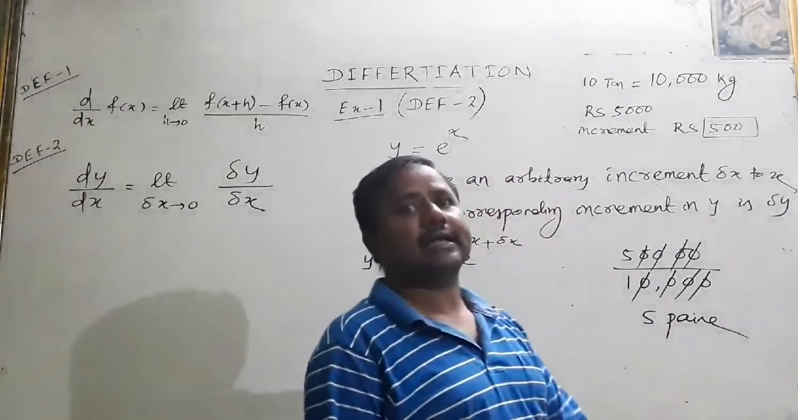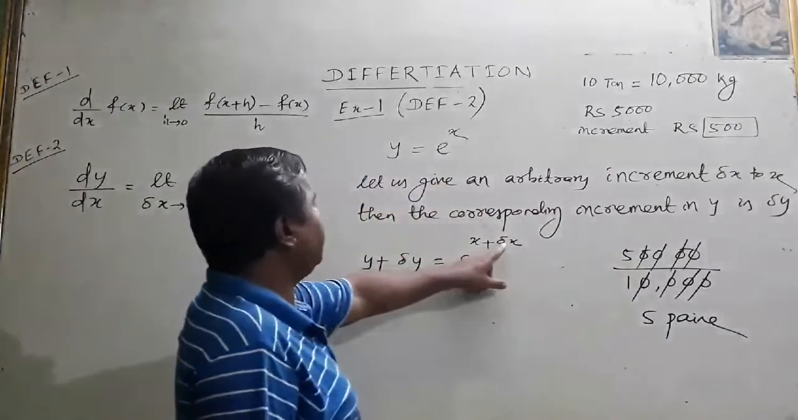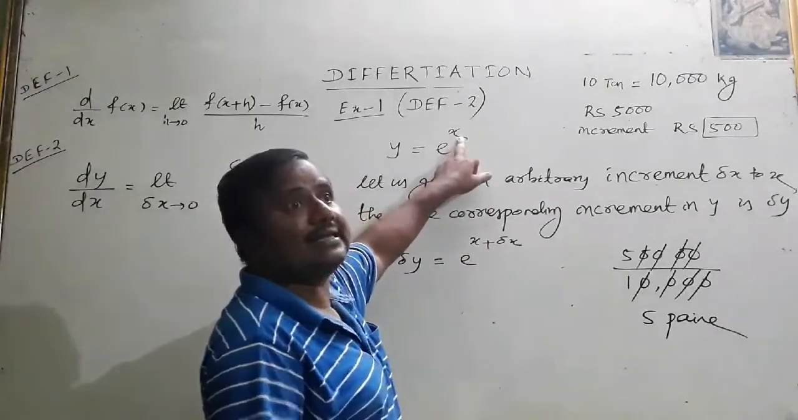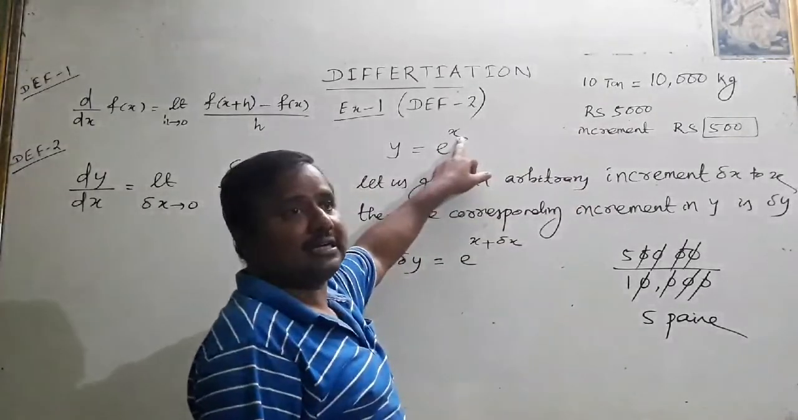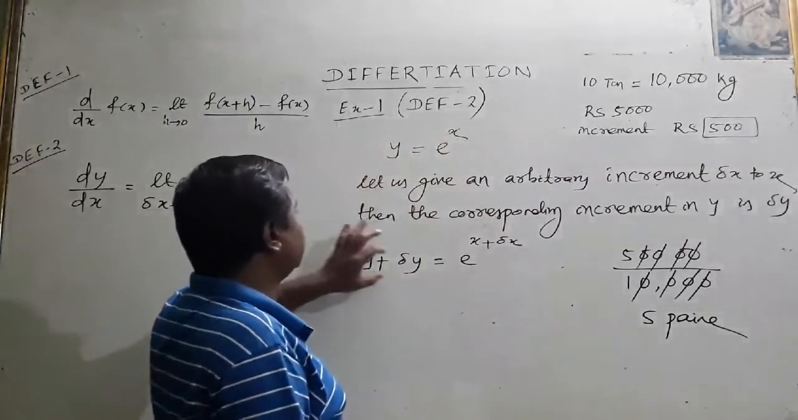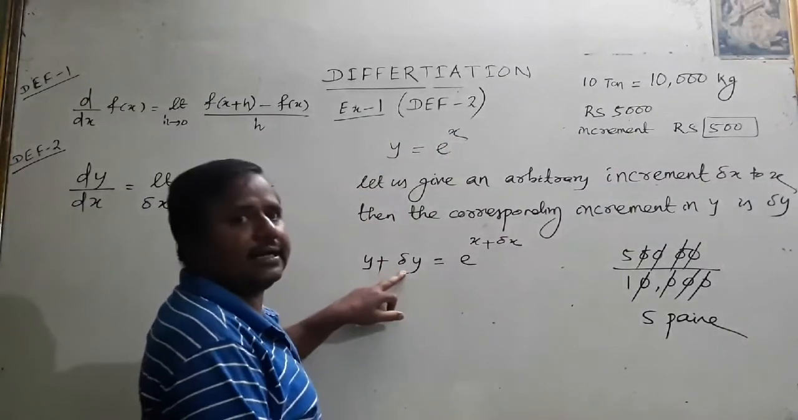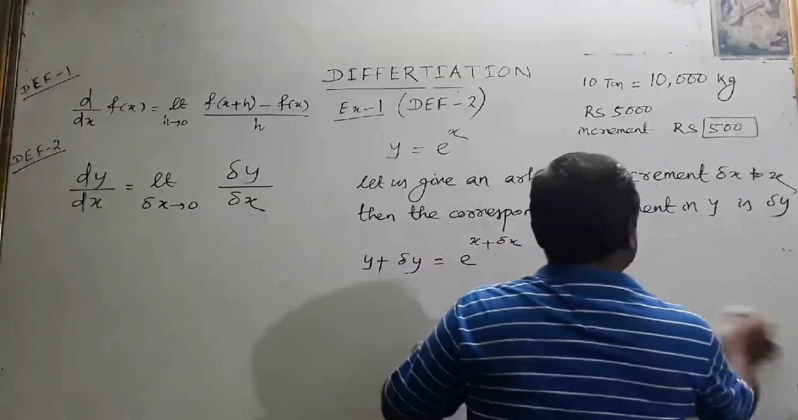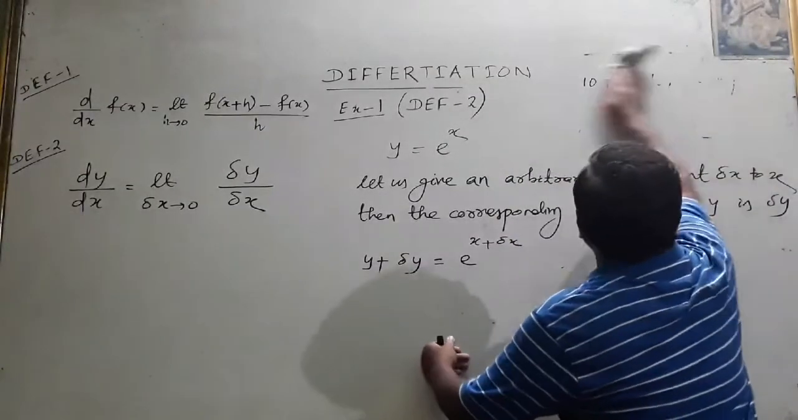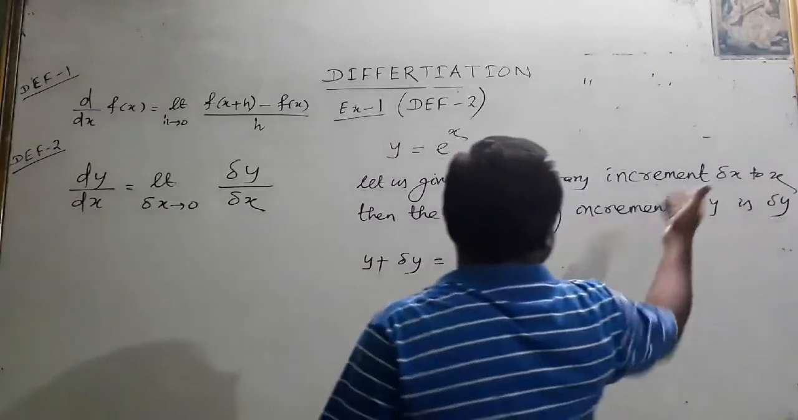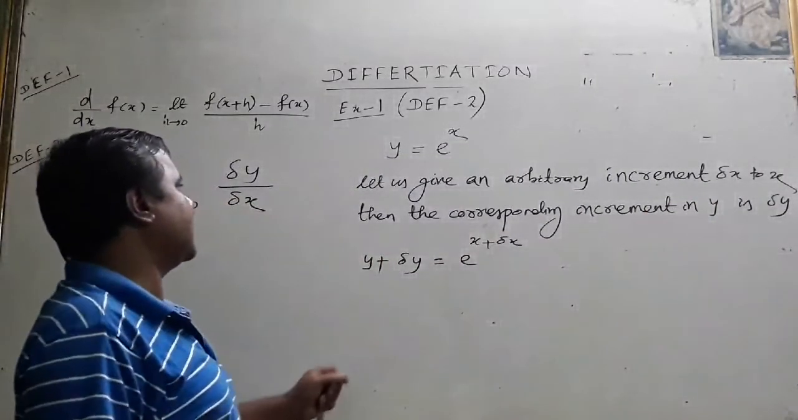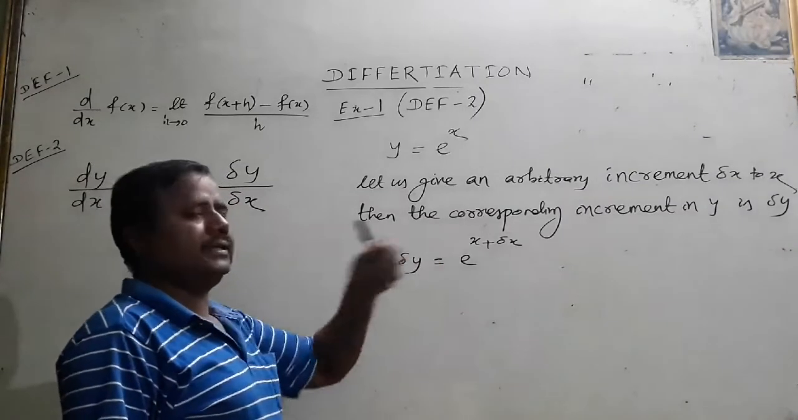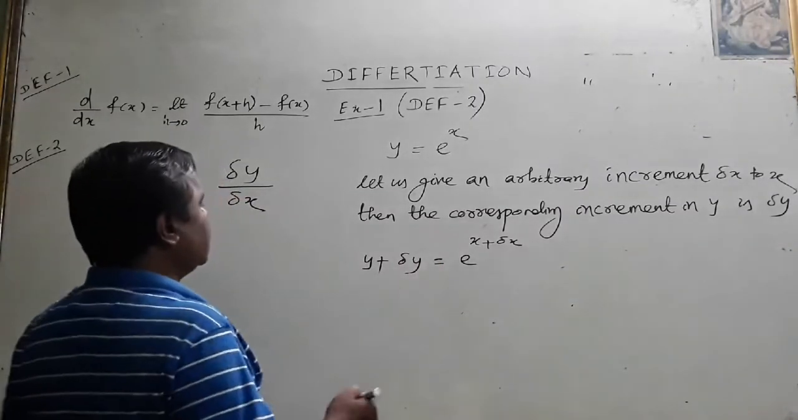which is very negligible. So here, if x will increase by delta x, then y will increase by delta y, not delta x. Accordingly it will increase. So it is given as an example. Let us give an arbitrary increment delta x to x, then the corresponding increment in y is delta y. So y plus delta y is equal to e to the power x plus delta x.